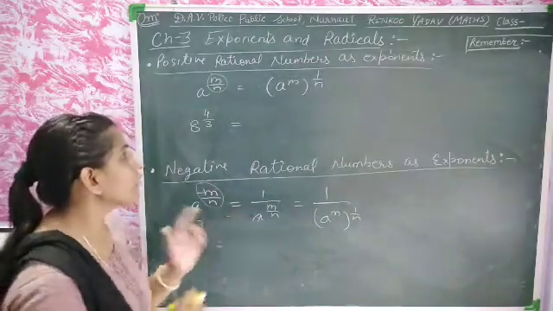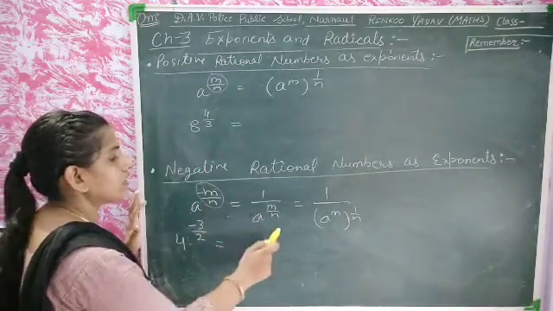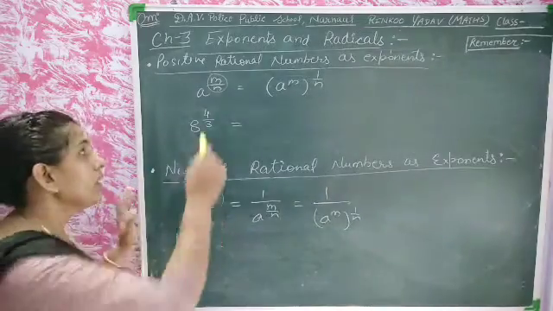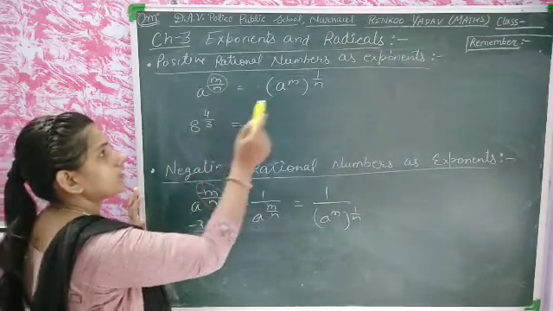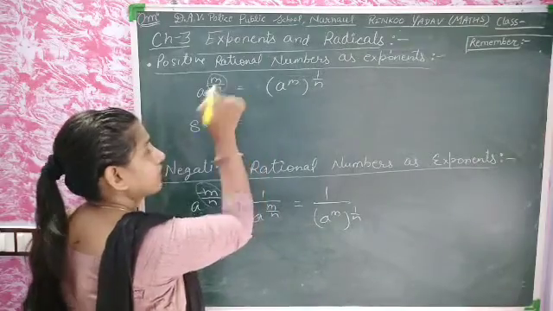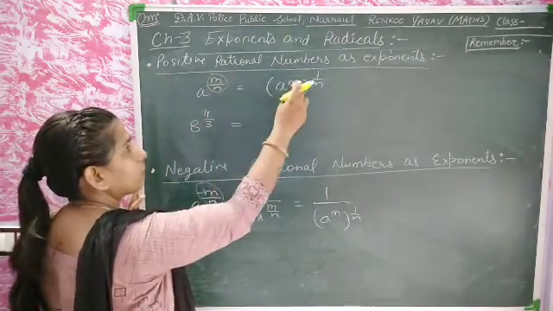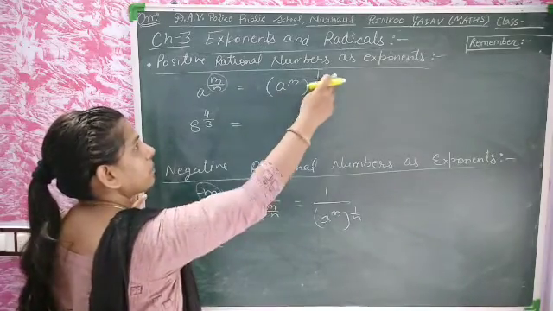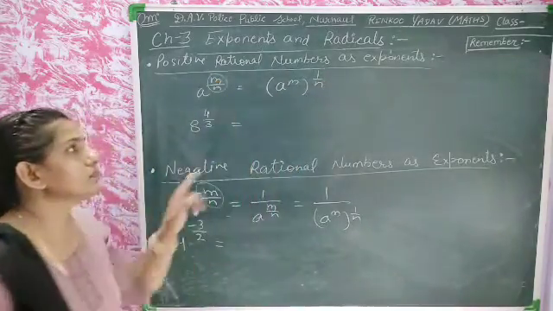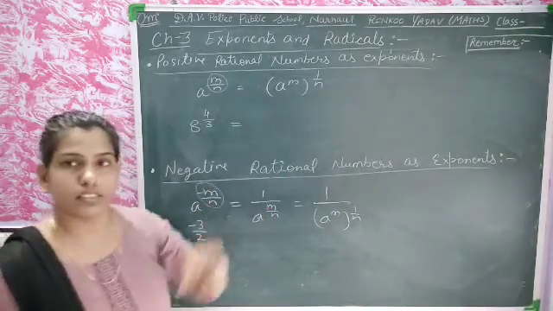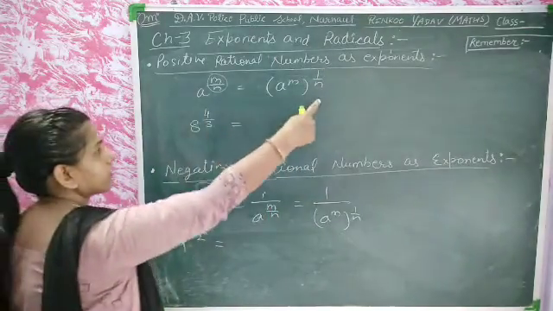Okay students, so we are doing how to solve questions of this type. If the exponent is a positive rational number, we have done it already: a to the power m by n is a to the power m, and to the power 1 by n, the nth root. Is this clear? It is written like this.